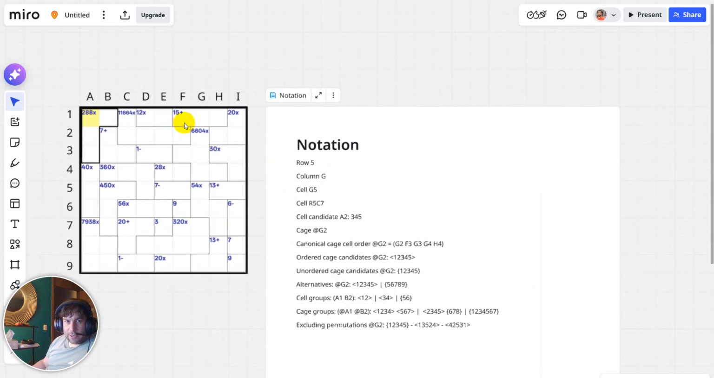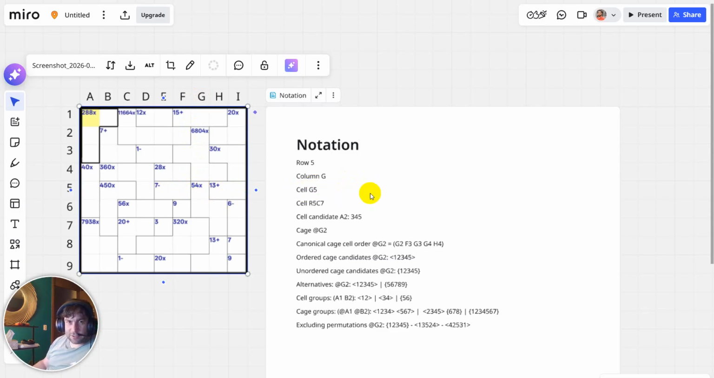Then we have cells, also called square or box. This is the smallest unit in the grid. It's the intersection of a row and a column. To refer to a specific cell, we use its coordinate, or position, location. For example, this cell is G5 because it's in the fifth row and column G. So we write it as G5.